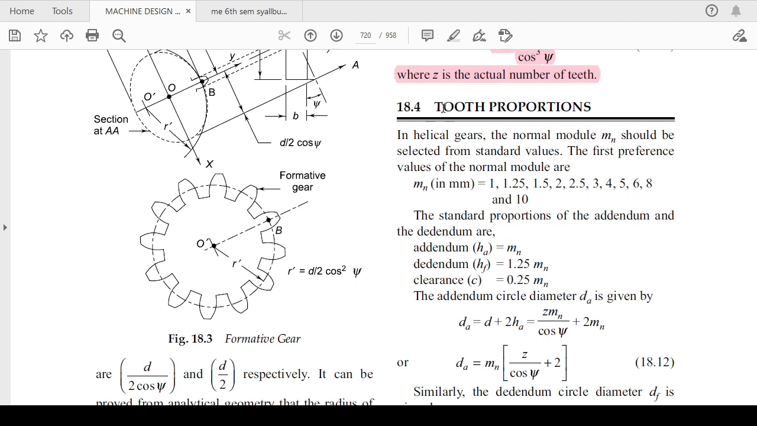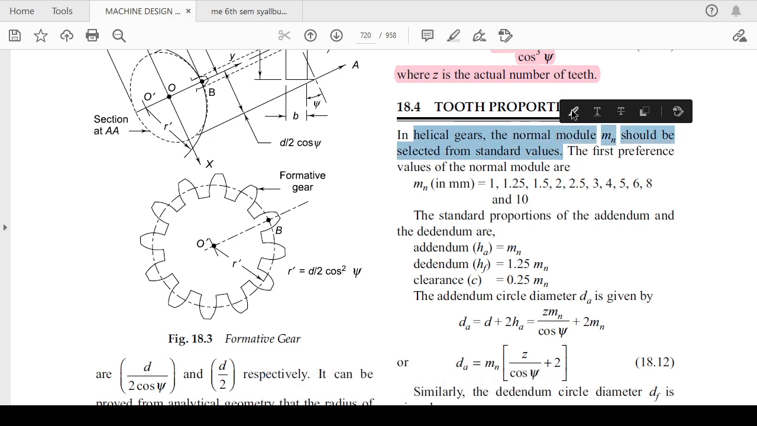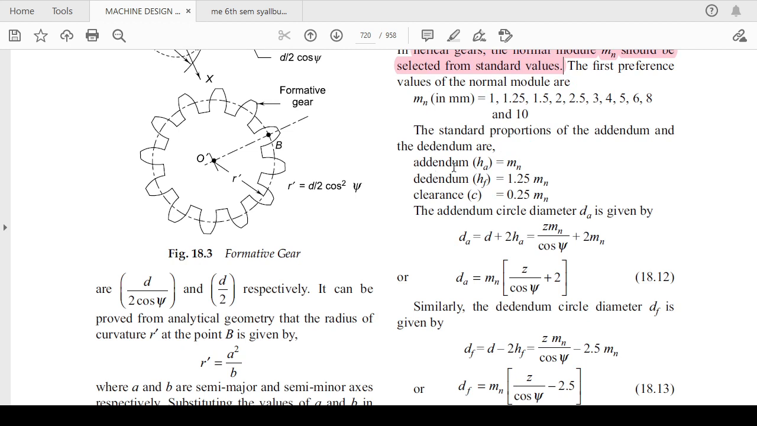Now there are a few tooth proportions, or tooth ratios, which are already fixed for these helical gears. In helical gear the normal module should be selected from standard values, which are 1, 1.25, 1.5 and so on. The standard proportions are, for addendum mn, for dedendum 1.25 m, clearance 2.25 m. You should not memorize these values. They will all be given in the design data book. You can directly refer to those pages, so that whenever you are solving numericals related to helical gears in the exam, you can directly recall these values.